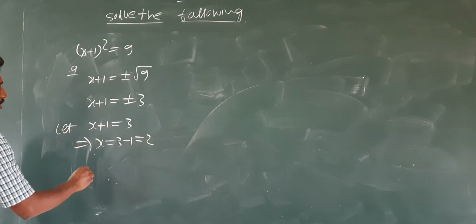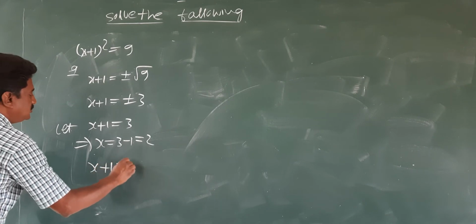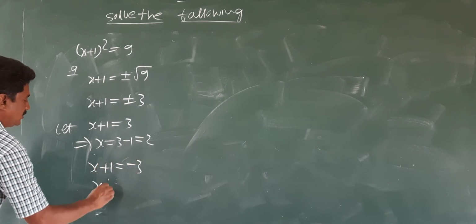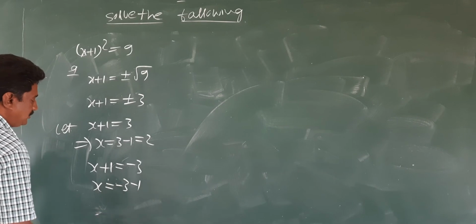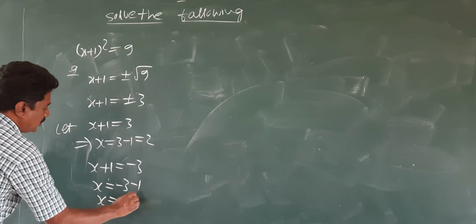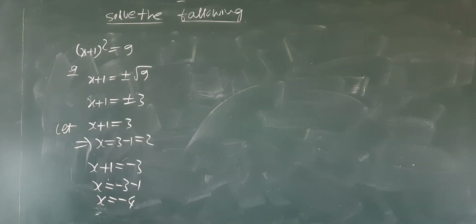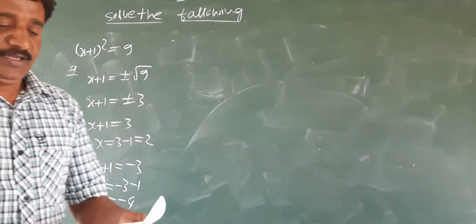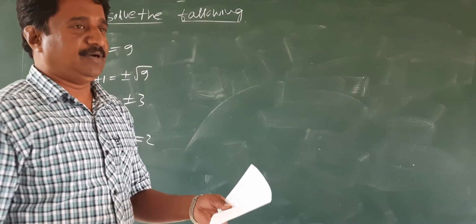You take one more equation: x plus 1 is equal to minus 3. x is equal to minus 3 minus 1. x is equal to minus 4. So we got two x values. Let us solve one more question of the same type.